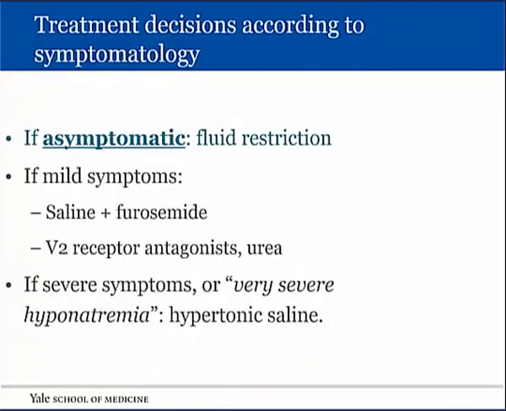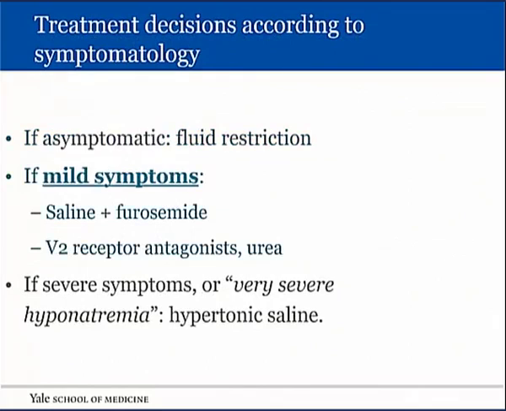So in making the decisions, if the patient is asymptomatic, it's okay to just fluid restrict. If there are mild symptoms, the options are either saline with furosemide. Saline replaces sodium, and furosemide helps dump water, so it allows the sodium to slowly come up. The other option is V2 receptor antagonists. The only one we have on the market orally is tolvaptan, and we have IV conivaptan. So oral tolvaptan is the one that most people use for this.